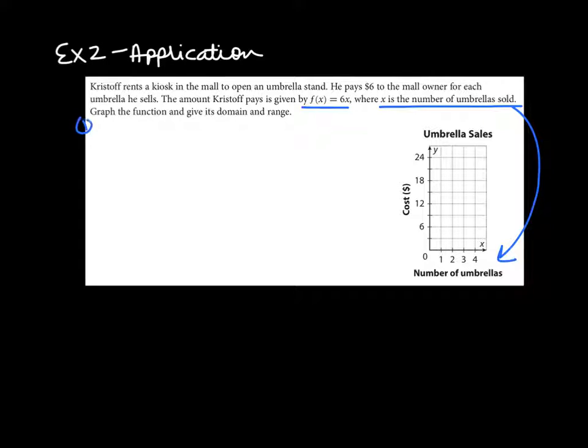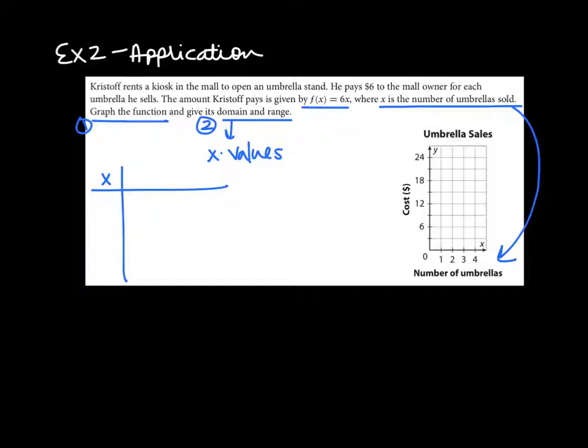So they want us to do a few things. The first thing they want us to do is to graph the function, and then the second thing they want us to do is give the domain and range. So they actually give us the domain. Remember, domain are my x values. So we want to graph this. So we're going to make our little table. And this one, hopefully you recognize, is a little easier.